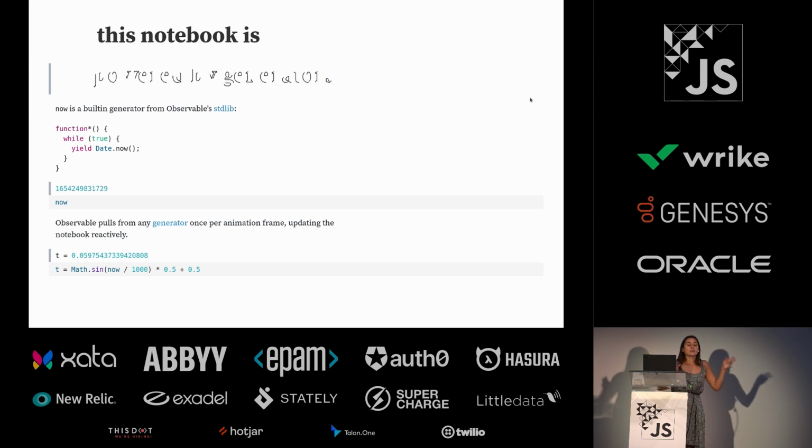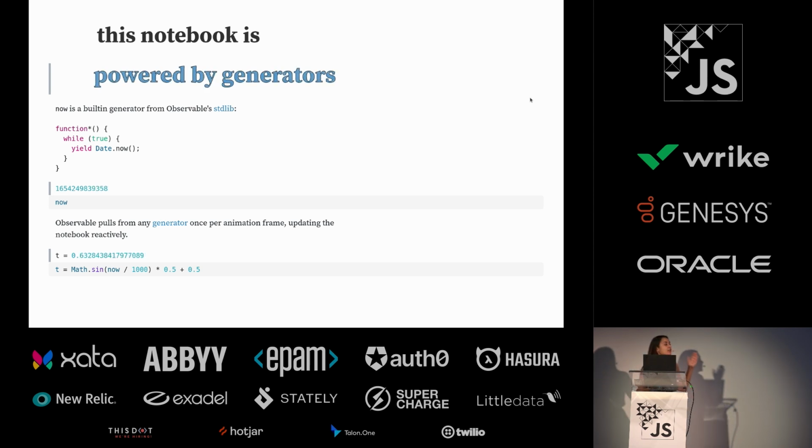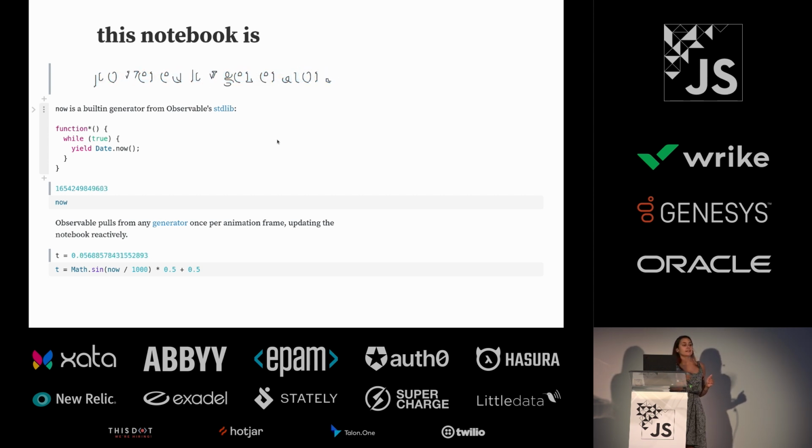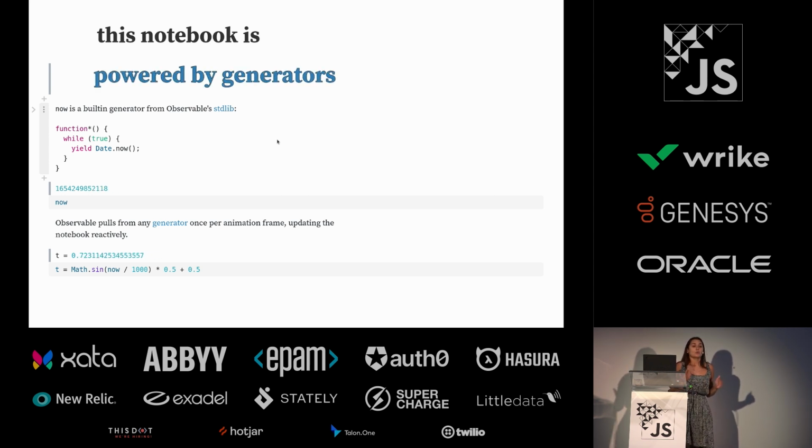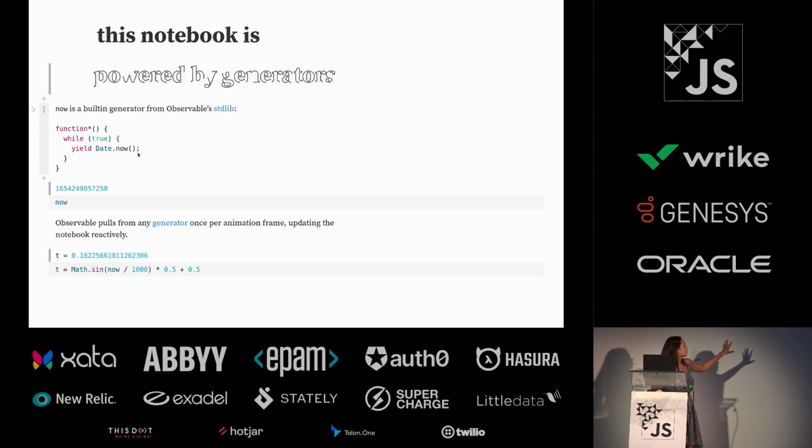It works in a functional reactive style. So you have little chunks, cells of JavaScript code, which are evaluated reactively. And what the runtime does is anytime it sees a generator, indicated by the yield statement, it pulls from the next method of that generator once an animation frame. So you can have an infinite generator, like this one that's built into the Observable environment called now, which just keeps yielding the current time, the Date.now value. And Observable pulls from that once an animation frame, so 60-ish times a second.